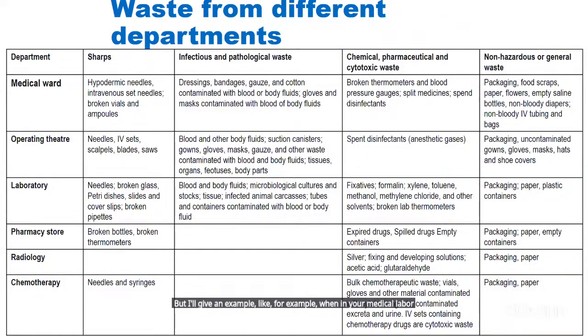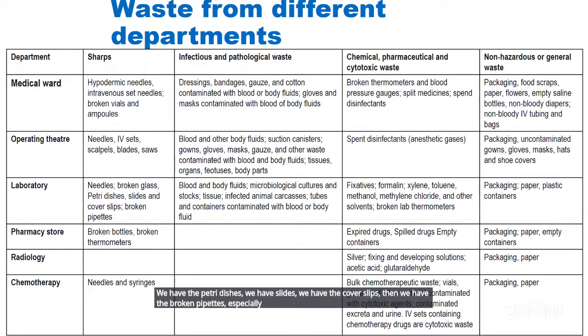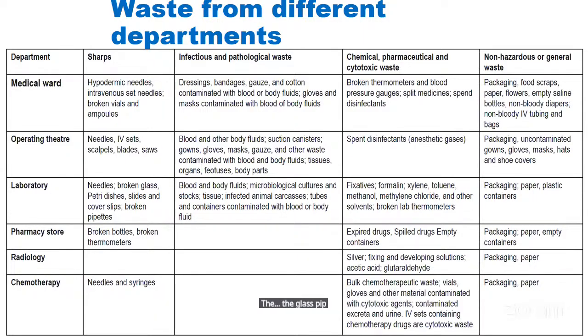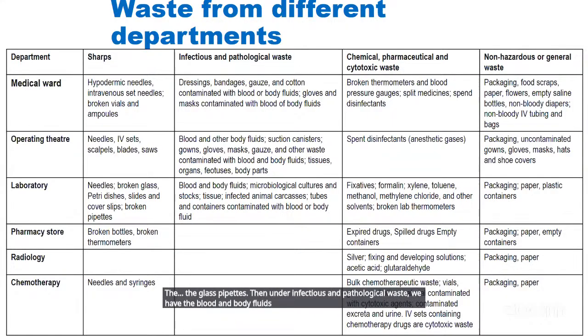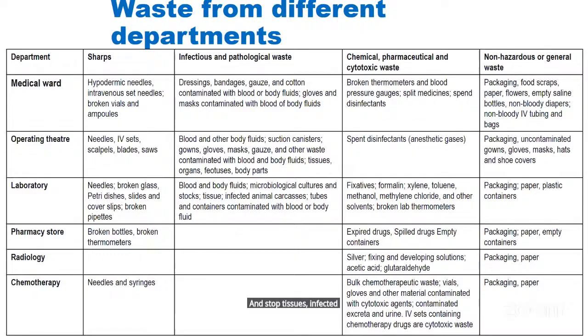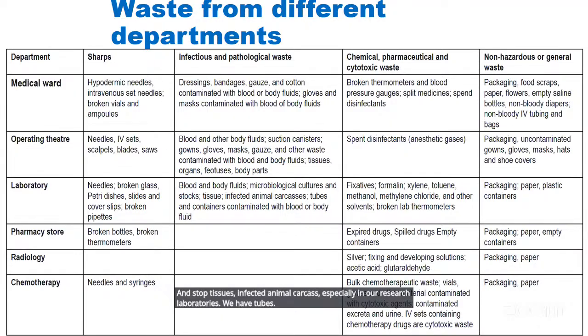laboratory, you're working in the lab, we have sharps that are generated in the labs. These sharps are needles. We have broken glasses, Petri dishes, slides, and cover slips. Then we have broken pipettes, especially the glass pipettes. Then under infectious and pathological waste, we have blood and body fluids. We have microbiological cultures and stock tissues, infected animal carcasses, especially in our research laboratories. We have tubes and containers contaminated with blood or body fluids.